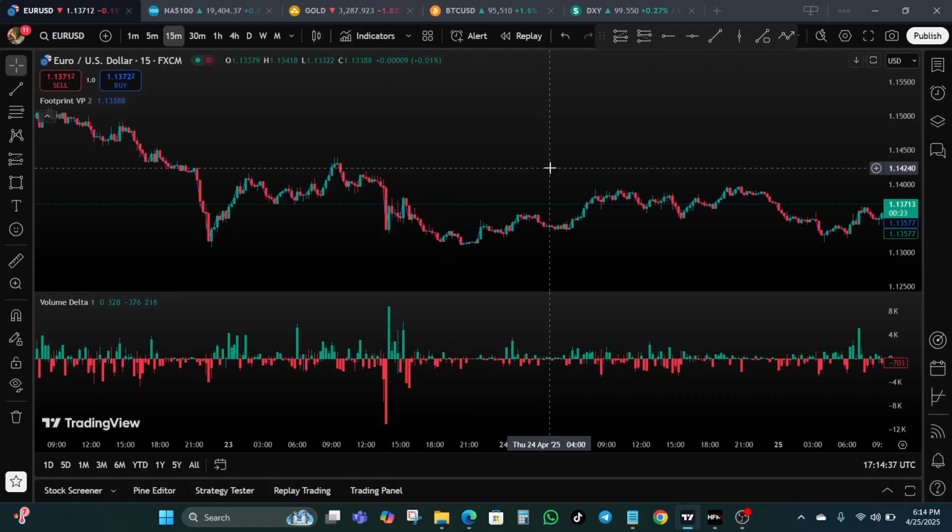Scalpers using order flow do not sit around waiting. They are watching these moments in real time and striking with precision. Now, here's the key: timing is everything. With scalping, you are in and out fast, sometimes within seconds or a couple of minutes. So your reaction speed, your chart reading ability, and your execution must be on point. The best setups usually happen during high volume sessions like the London or New York opens.